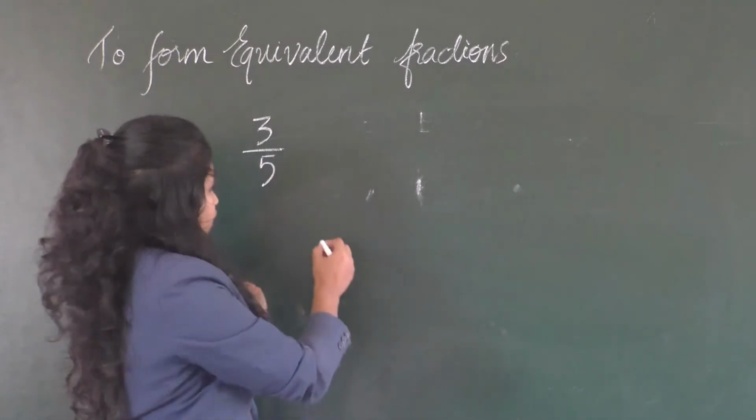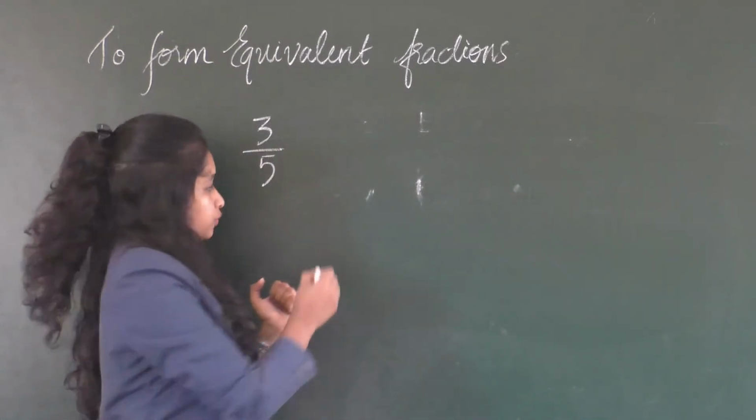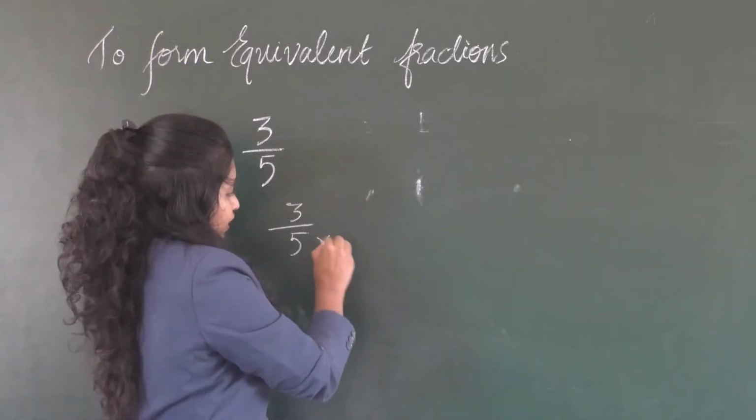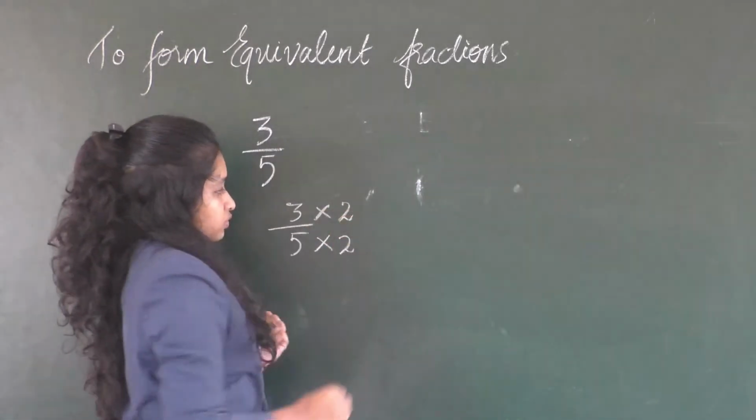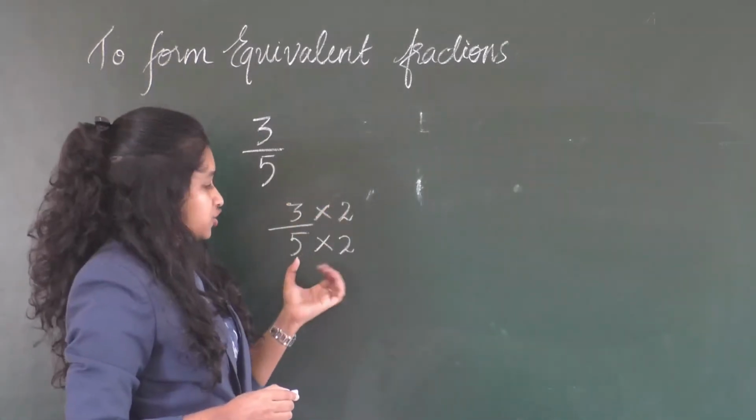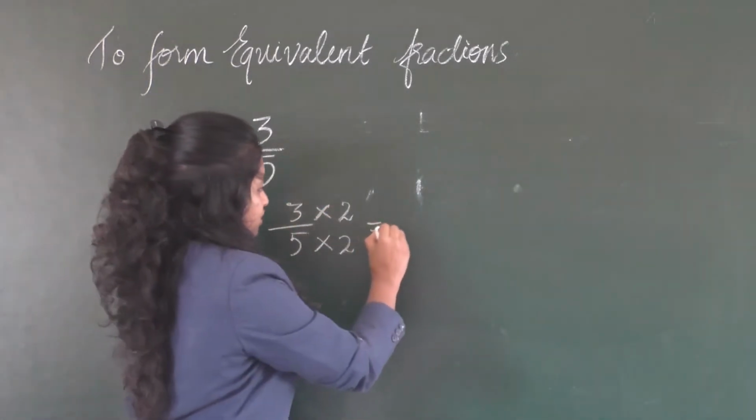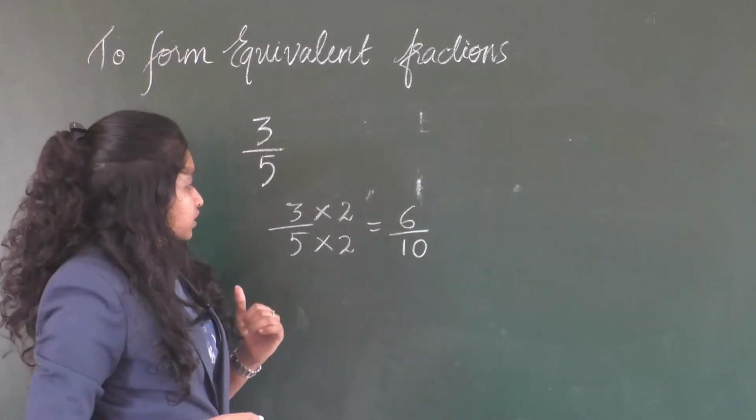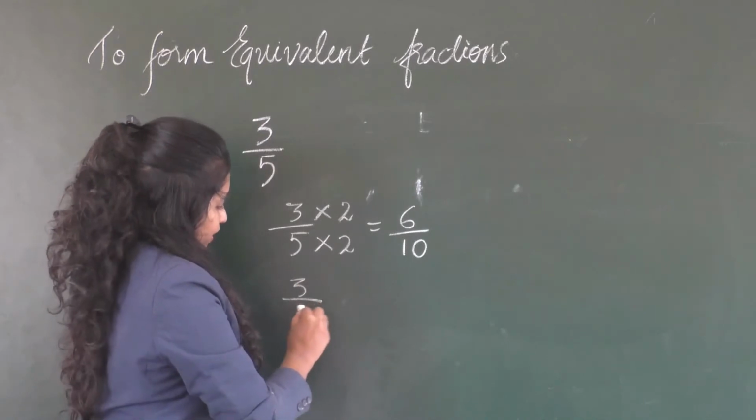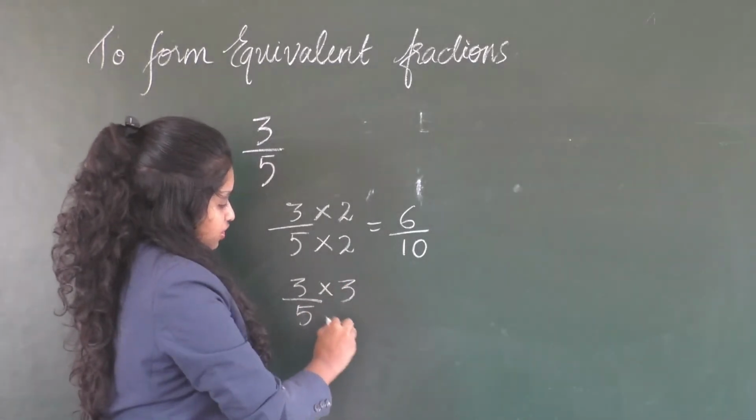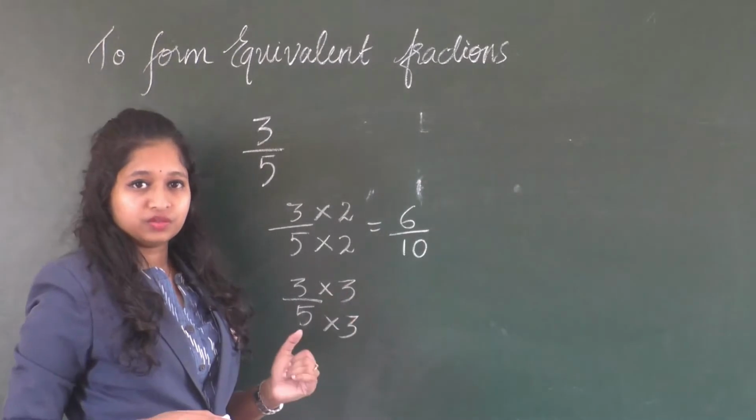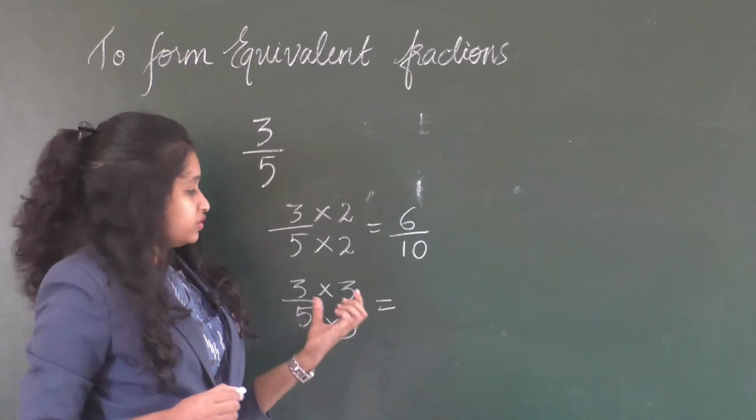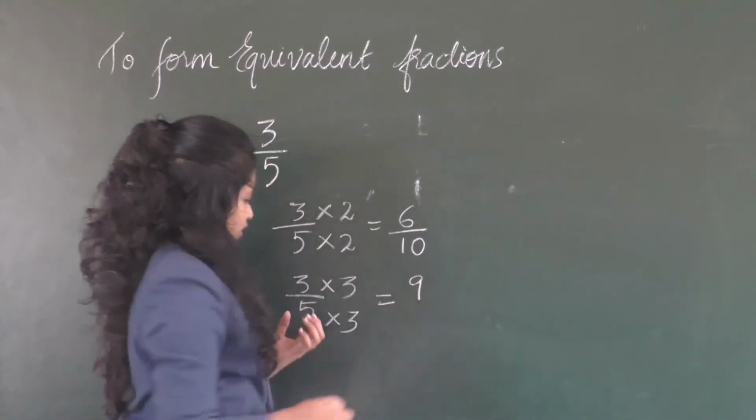Okay. Now 3 by 5, let's multiply by 2. So multiply the numerator and denominator by 2. So we get 6 by 10. Next, let's multiply the numerator and denominator by 3. You can choose any number, okay? So, 3 into 3 is 9 and 5 into 3 is 15.